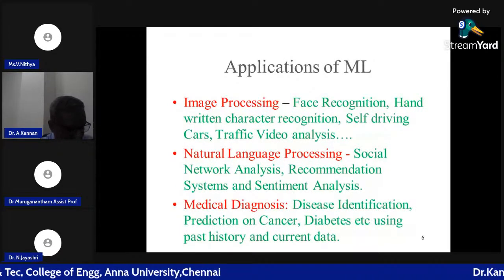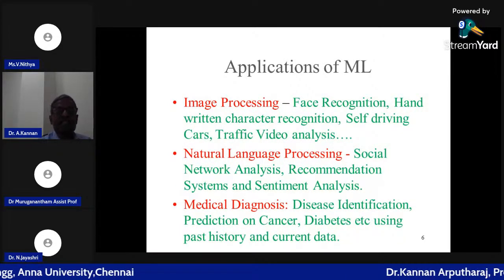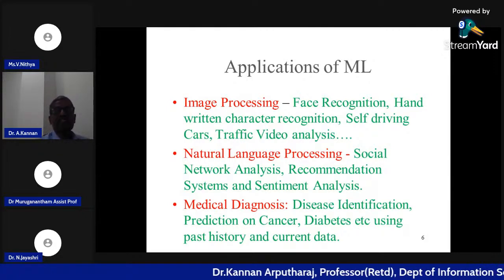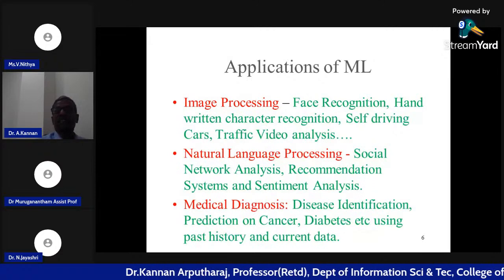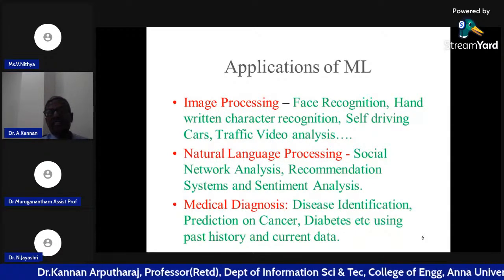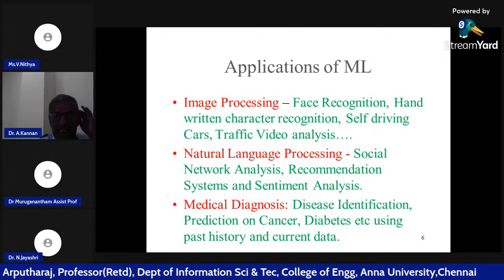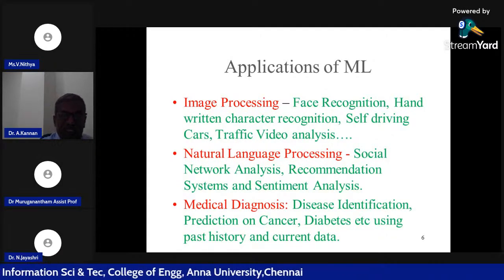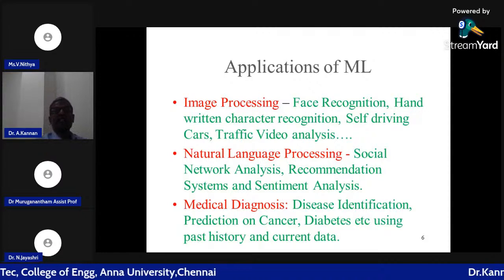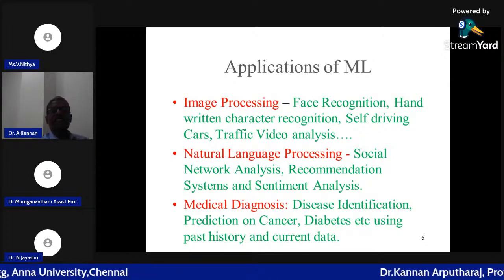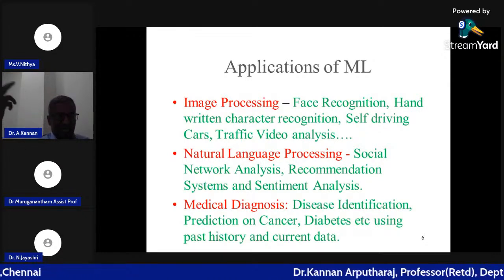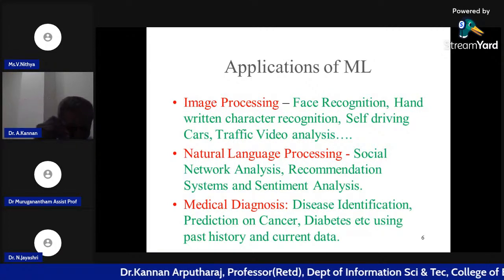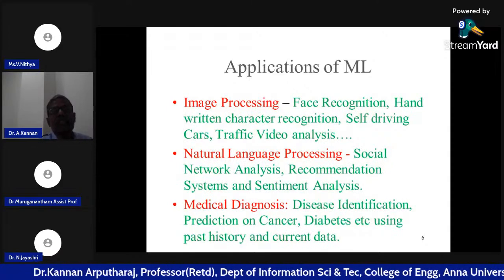Some applications of machine learning are image processing, natural language processing, and medical diagnosis. In image processing itself, you can develop applications for face recognition, handwritten character recognition, self-driving car development, traffic video analytics, and so on. With traffic video analytics, you can find the route with less congestion. You can avoid the congested route and go to a better route.